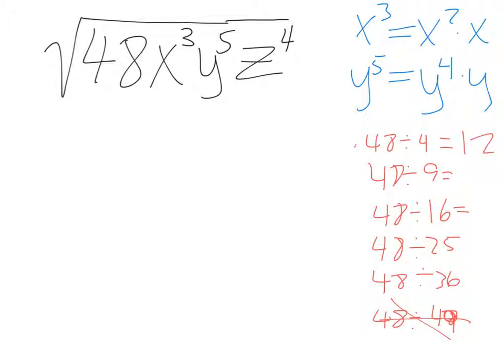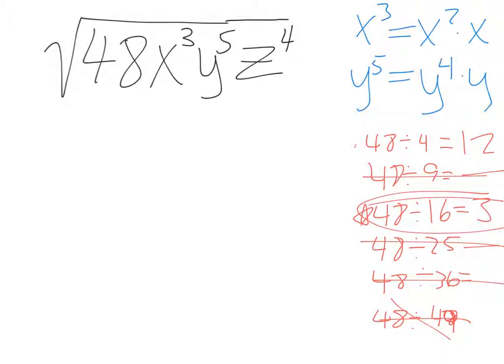Okay, 48 divided by 9 gives me a decimal. 48 divided by 16 gives me 3. So this one's larger, so far that one's in the running. 48 divided by 25 gives me a decimal. 48 divided by 36 gives me a decimal. So everything else gave me a decimal. So my largest perfect square that can divide into 48 is 16.